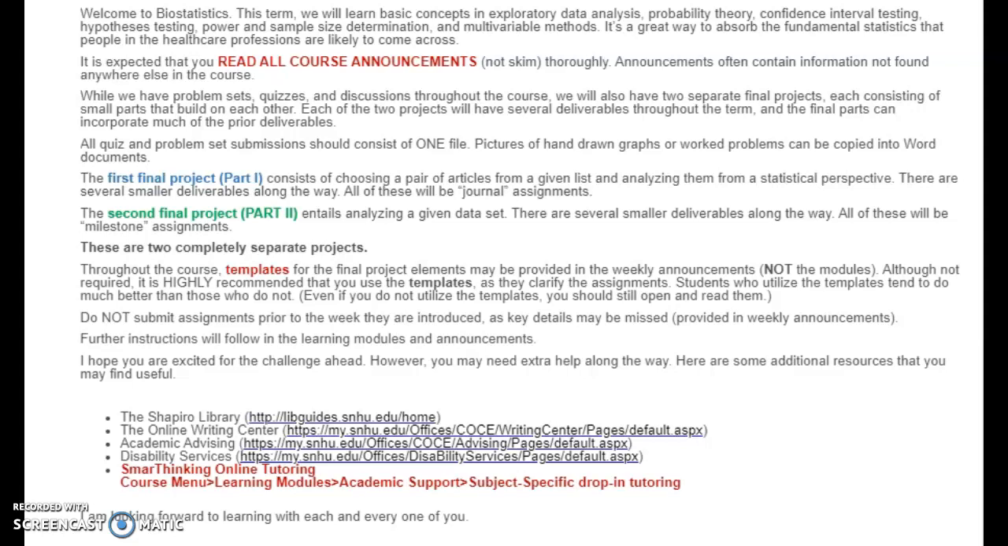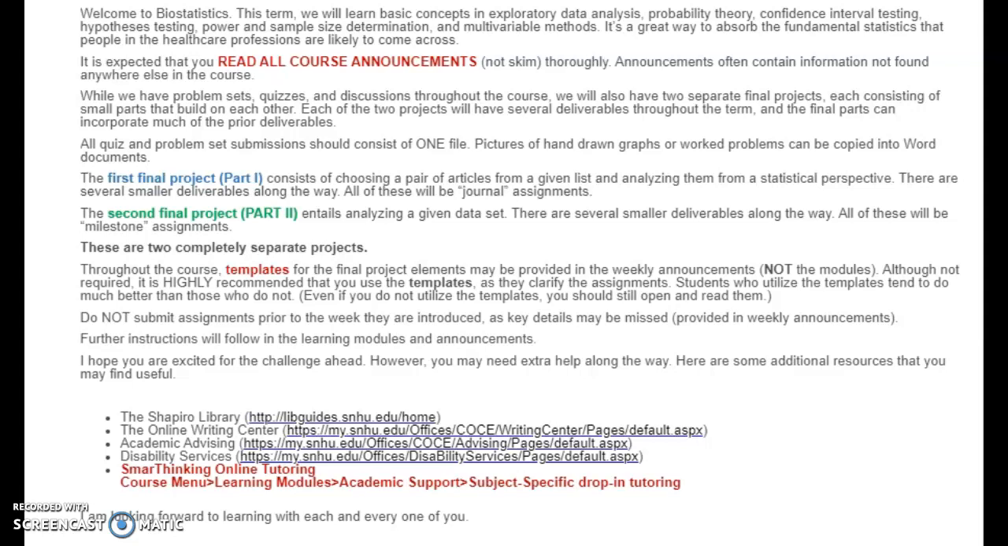I recommend that for these final projects, you don't submit the little pieces early, because what's going to happen is they're going to build on each other, and so if you submit it early, you're not going to have a chance to incorporate the feedback from the prior one. So I would not submit them early.